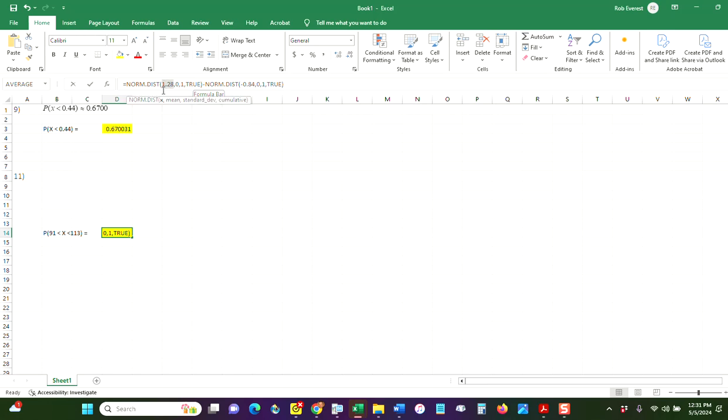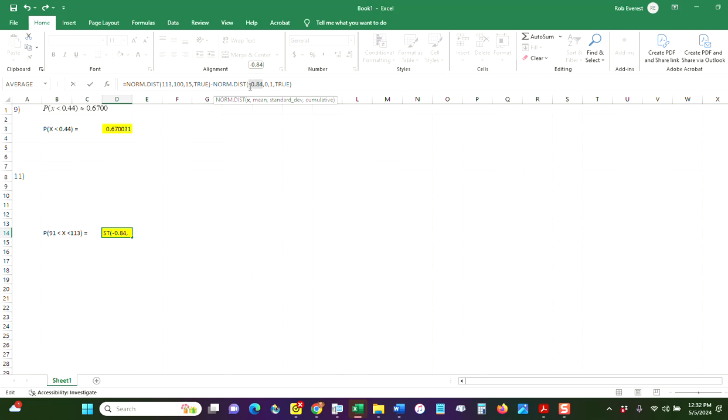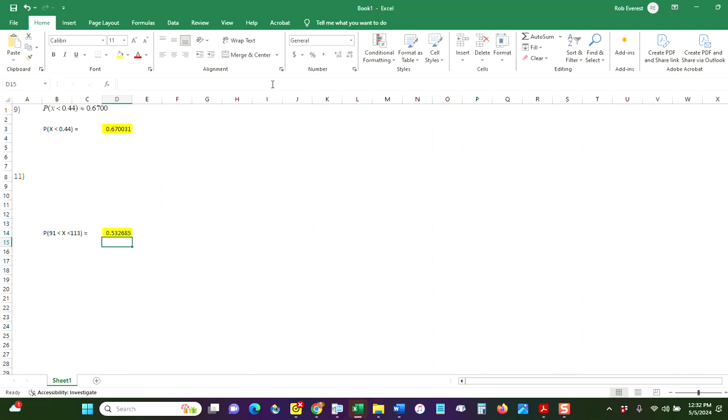But right in here, I'm going to put a normal distribution to the left of the upper boundary of 113, where the mean is 100 and the standard deviation is 15. And from that, subtract the normal distribution function, finding the area under the curve to the left of the left boundary of 91, again with a mean of 100 and a standard deviation of 15, and it will automatically compute that area of 0.5327 to the closest 10,000th.